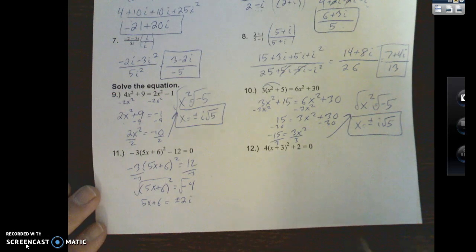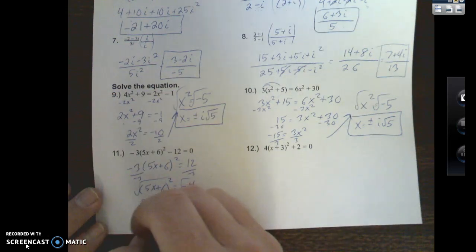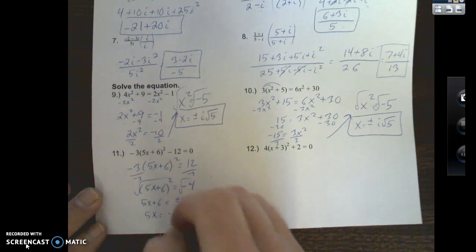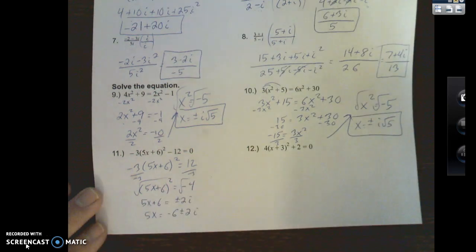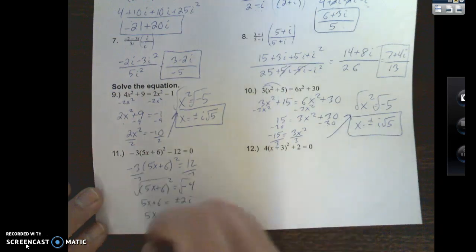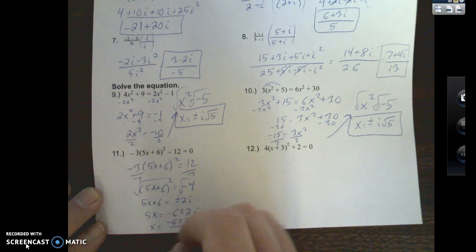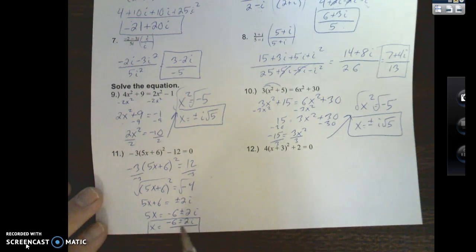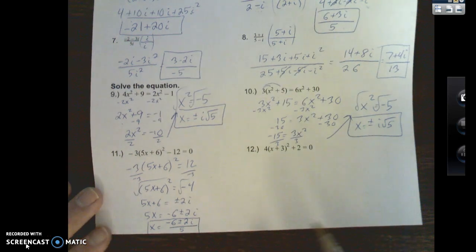Subtract the 6 over. So 5x equals negative 6 plus or minus 2i. And I've got to get rid of that 5 out front, so divide everything by 5. Sorry, I'm running out of room. x equals negative 6 plus or minus 2i, all of that divided by 5. Is there any number that can go into 6, 2, and 5? No, so we can't do anything else. We're good.